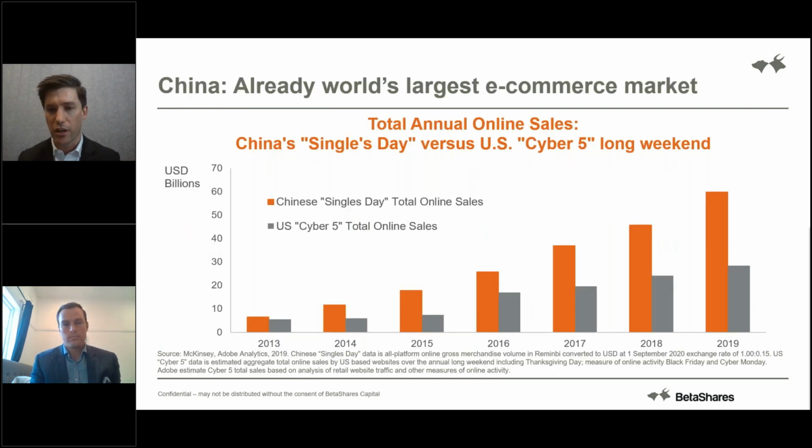This is just a bit of a snapshot of what's happening on the ground. We see here in grey the US Thanksgiving weekend period total online sales. So this is the period that includes Black Friday and Cyber Monday, and that's grown strongly over time. In 2019 it was at $30 billion US. Compare that to China's Singles Day, which is now more than double that.